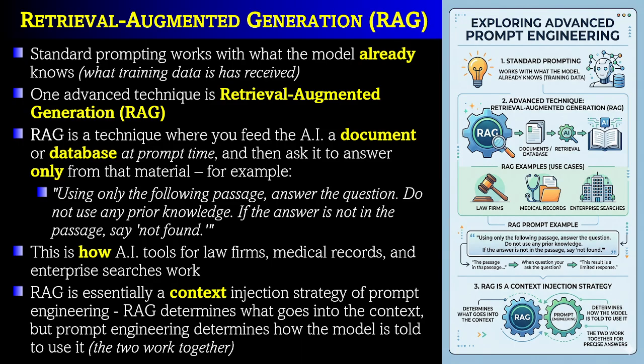So, for example, using only the following passage, answer the question. Do not use any prior knowledge. If the answer is not in the passage, say not found. And for that, you would either copy and paste a passage into your prompt or multimodal attach something like a Word document or even a link to the passage itself. This is how AI tools like law firms and medical records and enterprise searches work. RAG is essentially a context injection strategy. So we're injecting a context directly into the prompt. RAG determines what goes into the context, but prompt engineering determines how the model is told how to use it. So we use the two working together.